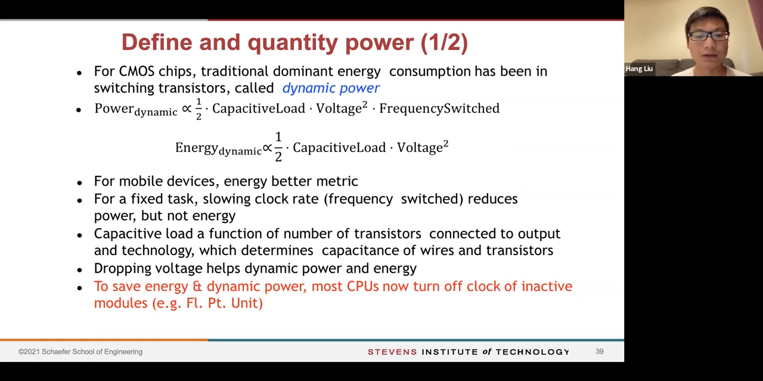Capacitive load is a function of the number of transistors connected to the output and the technology, which defines the capacitance of the wires and transistors. Dropping voltage helps dynamic power and energy. That's very important, and the help is not just linear, it's a square. To save energy and dynamic power, most CPUs turn off the clock of inactive modules, like the floating point unit.